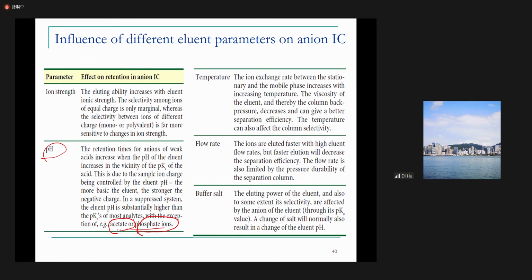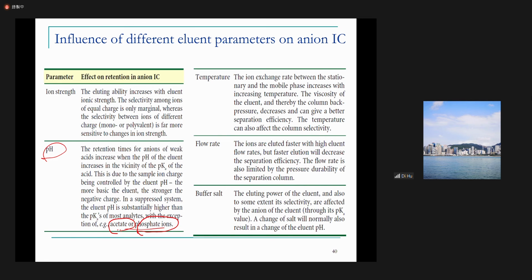So temperature also plays a role. The exchange rate between the stationary and mobile phase increases with increasing temperature, and viscosity decreases. However, we know that we cannot run at very high temperature because of the stability of the column. And for flow rate, if you have a faster flow rate, of course you have smaller retention, so it comes out faster. But the flow rate also relates to the back pressure, the pressure drop, right?